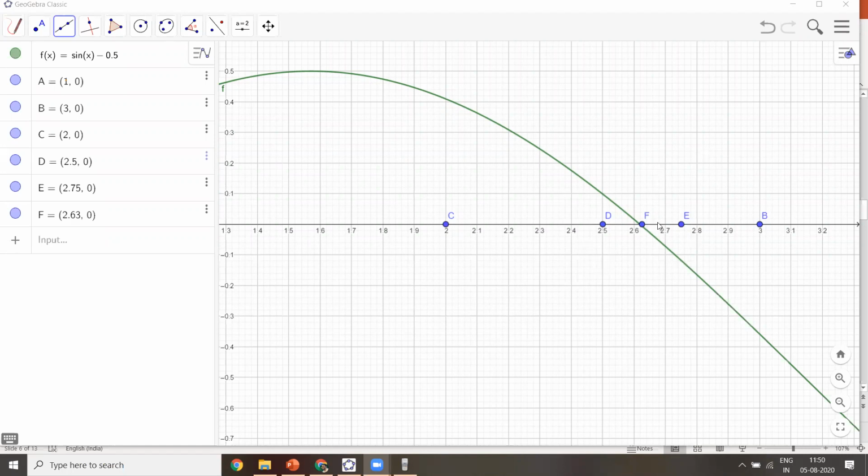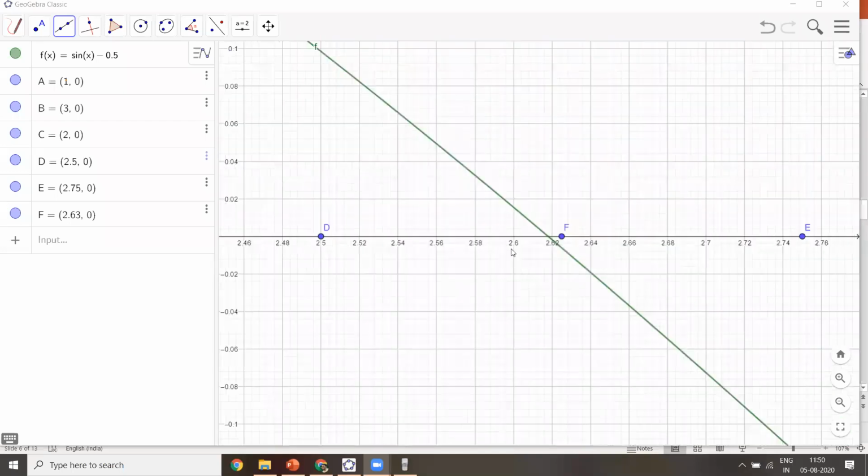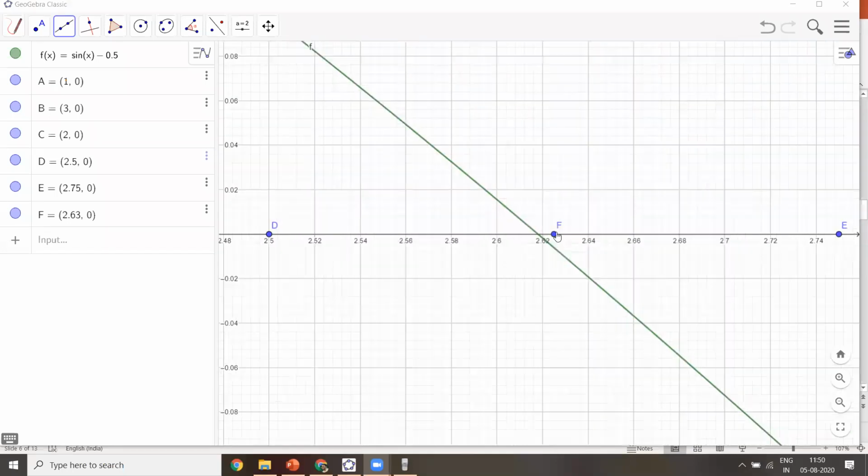Okay, so again I'll do one more iteration. Now we have two options here. Our root might be in d f or it might be in f e. Graphically it looks like it is not in f e; your intersection is happening here, meaning your root will be somewhere between d and f, from 2.5 to 2.625. Okay, somewhere between these two.